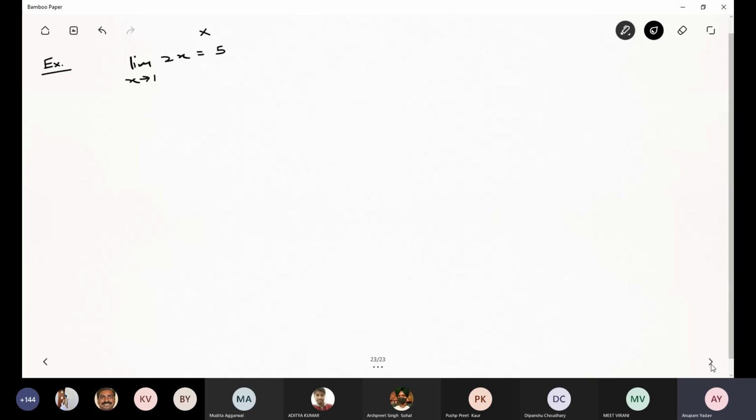So if you try to draw it geometrically, this becomes your x-axis, this becomes your y-axis, and suppose this is the line y equals 2x. Okay, and x equals 1, this is the point, and then this point would be 2. Okay, and 5 will be somewhere here. Okay, so now what that definition says, you take an interval around L of your choice.